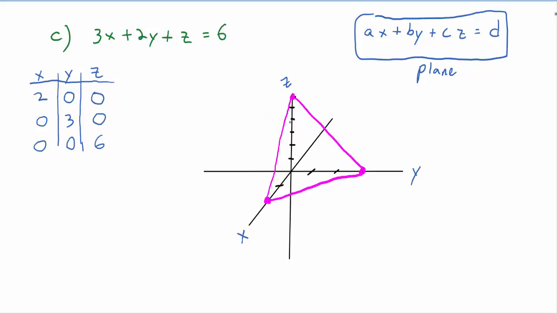And this can look really nice when you do it in pencil, because you can shade this in, right? There you go. So that's just part of the plane in the first octant, part of the plane 3x plus 2y plus z equals 6.